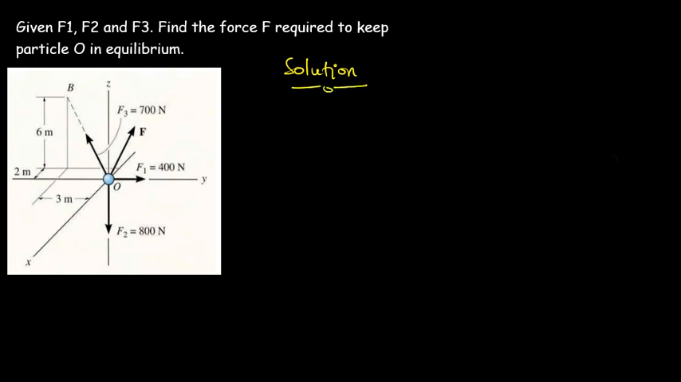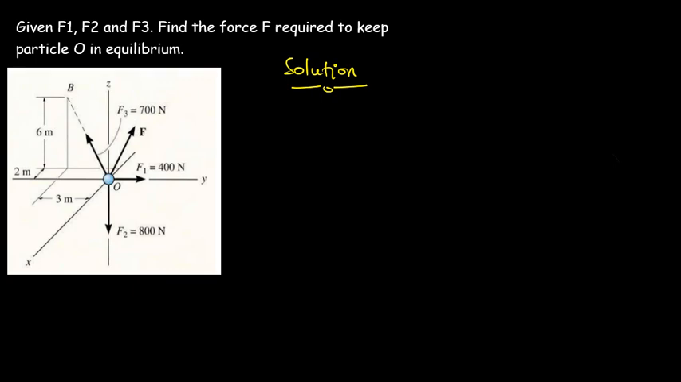You have to determine the force F, which is required to keep the particle O in equilibrium. Let's look at how you're going to do this. You know that in equilibrium, the sum of all the forces acting on a particle must be equal to 0. That means the resultant of all the forces must be equal to 0, and for that reason, the components of the resultant must also be equal to 0.